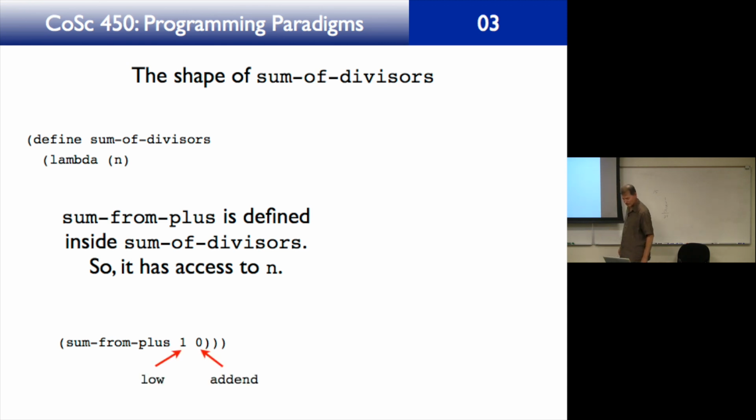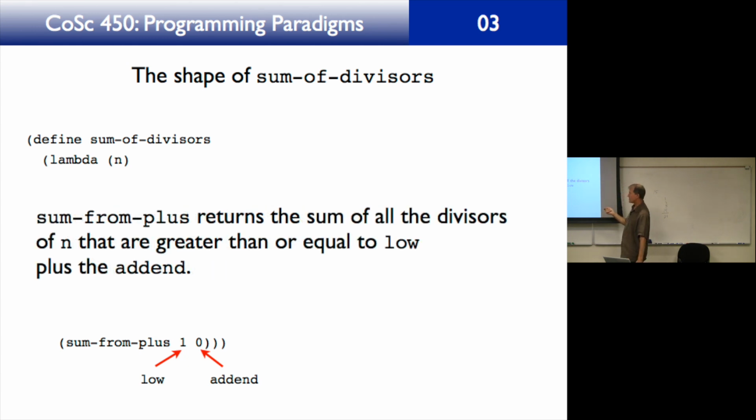Now, what is sum from plus going to do? The first parameter is called low, and the second parameter is called addend. Are you with me here? So the code for sum from plus is going to be here, right? And what's going to happen is we're going to call it sum from plus low addend. And what exactly is sum from plus going to do? Here is the specification for sum from plus. I'm going to make these slides all available to you, and this code is all in the book. But look, here is the specification of sum from plus. Sum from plus returns, now get this, the sum of all the divisors of n. Now where's n? That's this n, yeah? So it's going to return the sum of all the divisors of n that are greater than or equal to what? Low plus the addend.